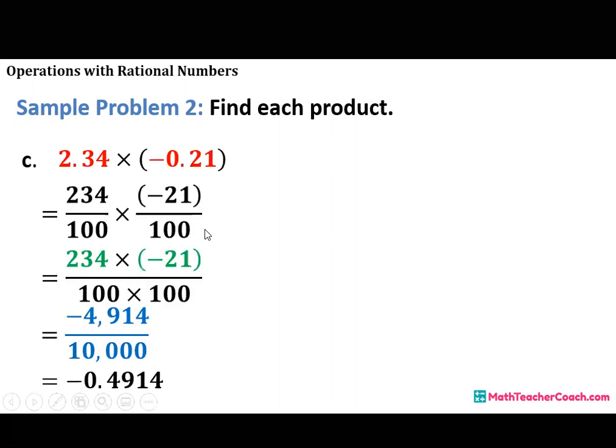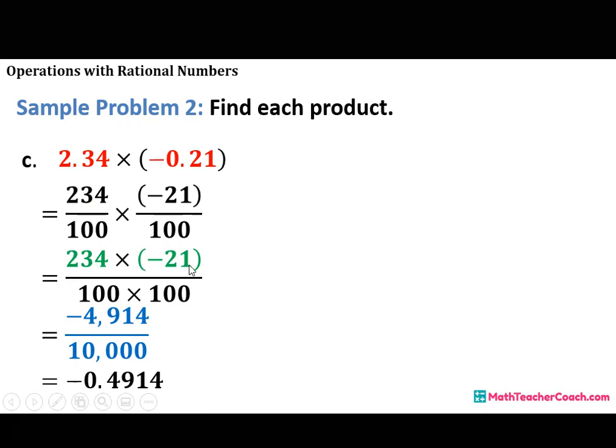Then we can use another method to answer this question. In the first method, we put the decimal points in our bank, 2 and 2, and then the answer has the decimal point after 2 digits. This is another method. We are going to change it to fractional form. So it will be 234 over 100. And this one, negative 21 over 100.